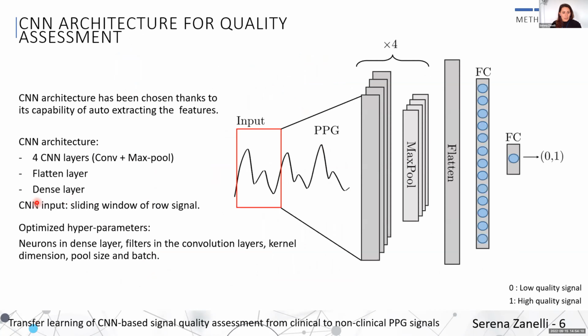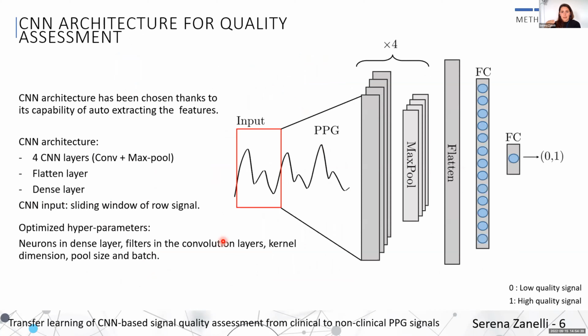To detect the quality of the signal, we decided to use a CNN architecture. Why did we decide to use a CNN? Because we wanted a non-feature-based approach. Convolution allows us to not choose a feature, but it extracts this feature itself. And in addition to that, we use a single pulse approach. That means that the model is trained to judge pulse by pulse.